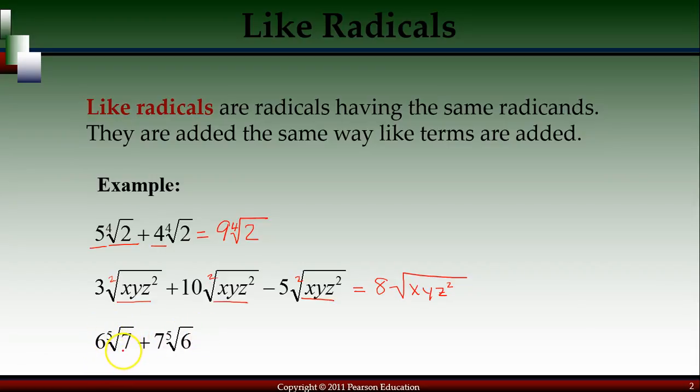If we do not have like numbers, if we do not have the same numbers on the inside of our radicals, then this right here is as far as we can simplify. We can't add anything together at this point. Okay, so let's look at some more examples.